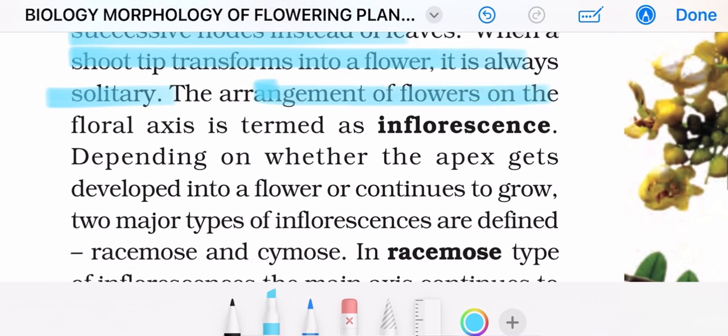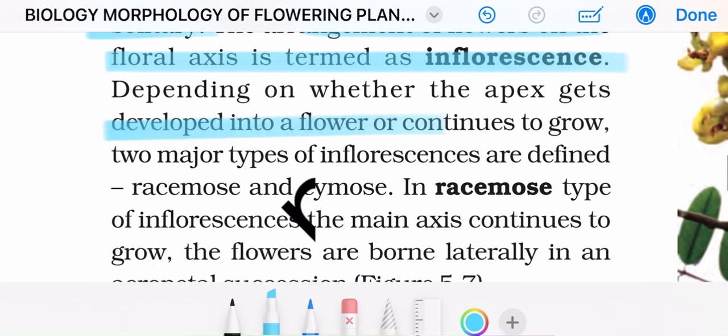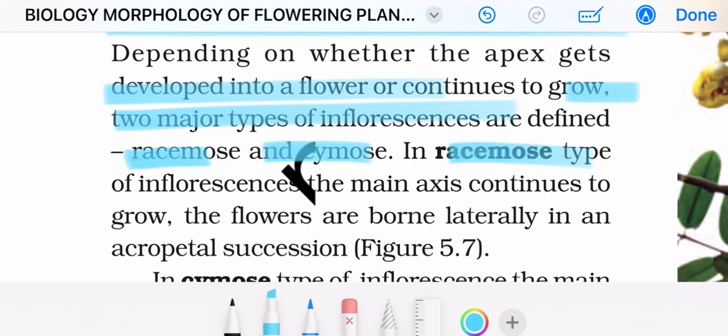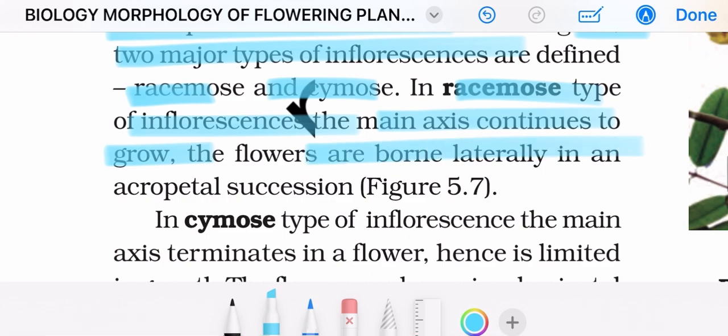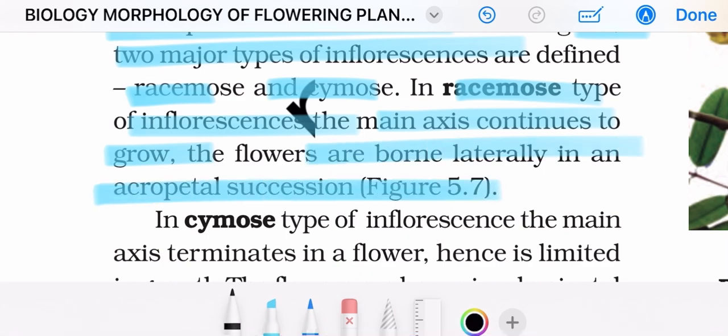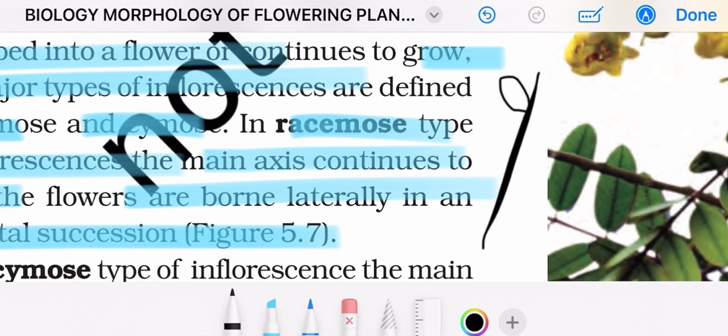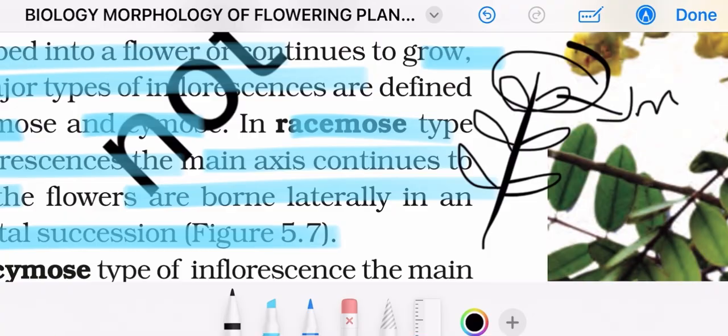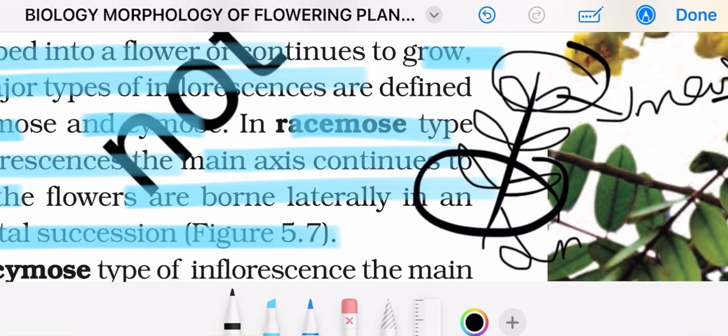The arrangement of flowers on the floral axis is inflorescence, depending on whether the apex develops into a flower or continues to grow. There are two major types of inflorescence, racemose and cymose. In racemose type of inflorescence, the main axis continues to grow and the flowers are borne laterally in an acropetal succession. Acropetal succession means that new leaves will be at the front and mature leaves at the back.